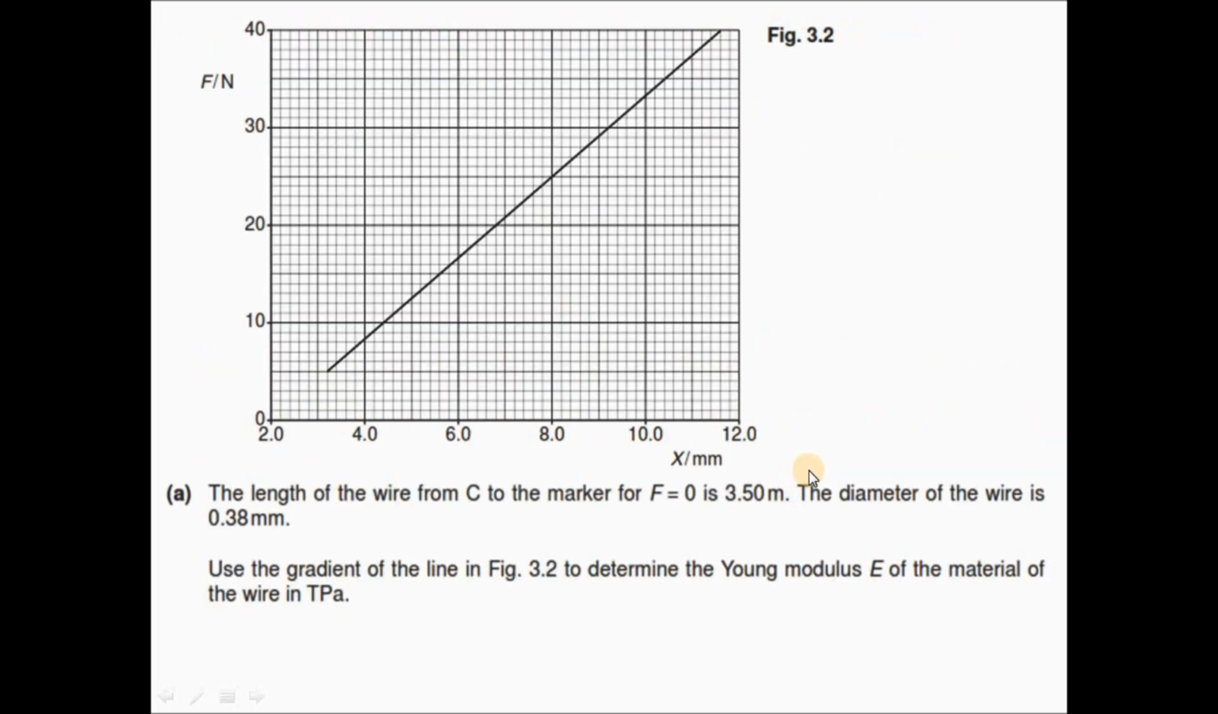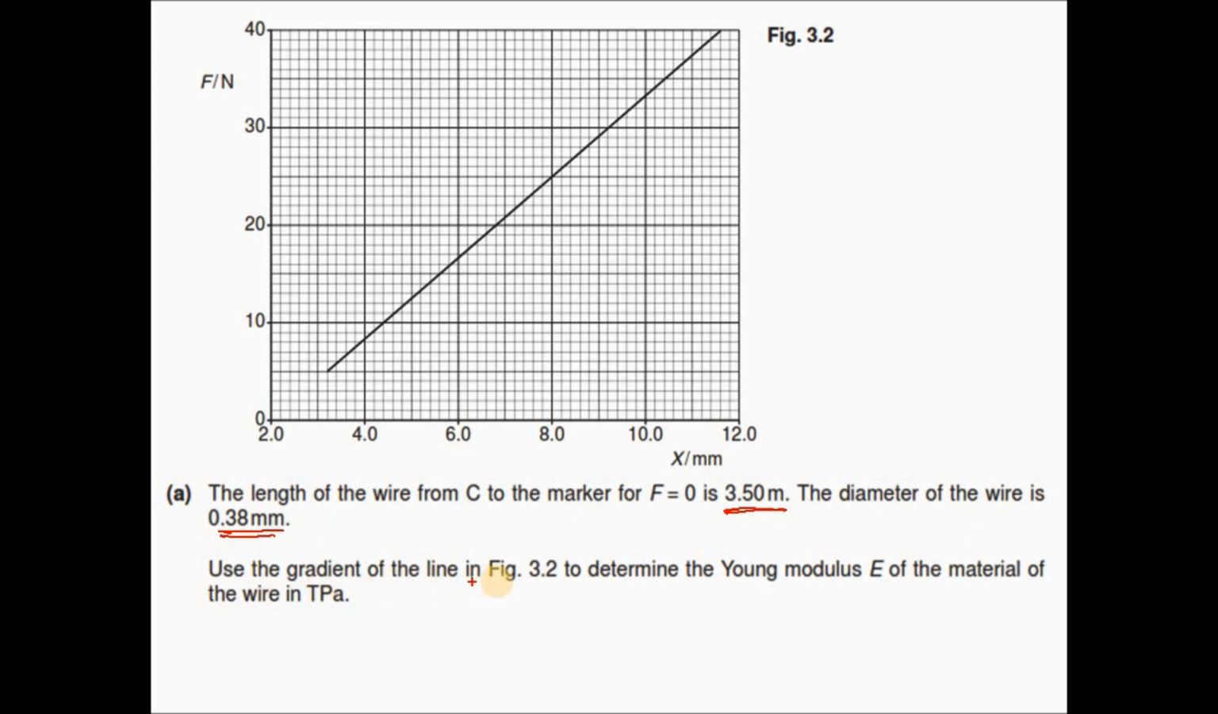Okay, this is the graph. Force against extension X in millimeter, force is in Newton. The length of the wire from C to the marker for F equal to 0 is 3.5 meters. So this is the original length at the start. The diameter of the wire is 0.38 millimeter.